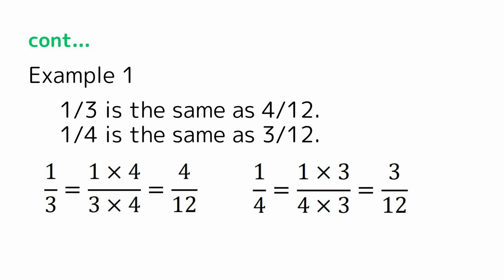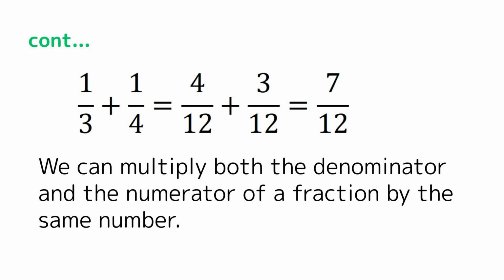4 over 12 represents 4 parts out of 12 divided parts. 3 over 12 represents 3 parts out of 12 divided parts. So, if we add them together, it's a total of 7 parts. Summarizing this calculation in an equation, it becomes as follows. 1 over 3 plus 1 over 4 equals 4 over 12 plus 3 over 12 equals 7 over 12. This is the calculation using the calculation rules for fractions.